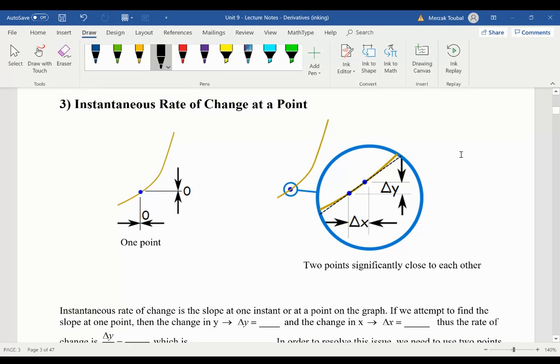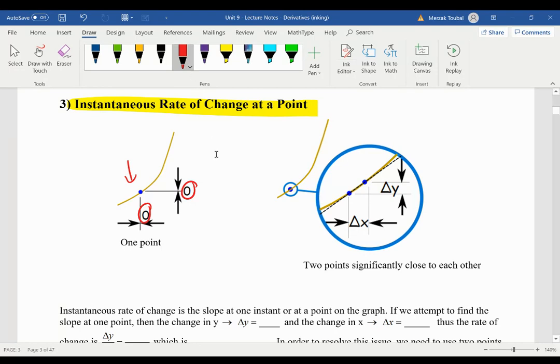Now, finally, we are moving to the instantaneous rate of change at a point. So let's assume that we're trying to find the slope at a point. It's just one point, slope at a point. So it will be this figure, just a point. Now, if we have 1 point, then the change in x is 0, because if it's 1 point, there is no change. Then the change in x is 0. And the change in y is also 0.